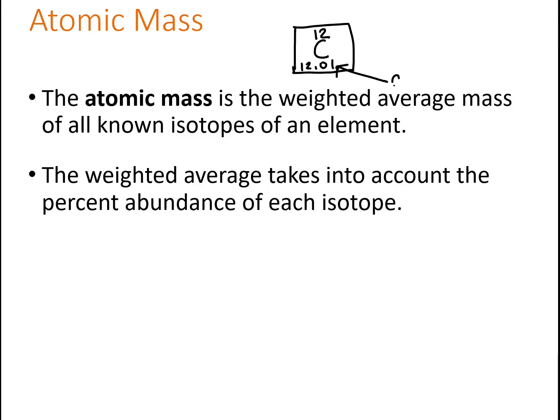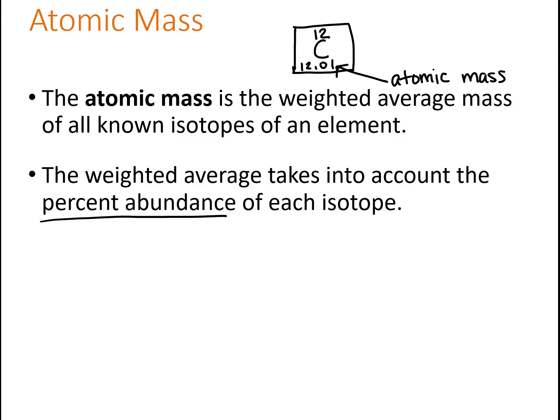That number is the atomic mass, and each element has one. And what it does is it takes into account the weighted average mass of all the known isotopes. So we know about carbon 12 and carbon 13, however many isotopes there are, and the percentage of the element that is which isotope. So the percent abundance of each isotope.